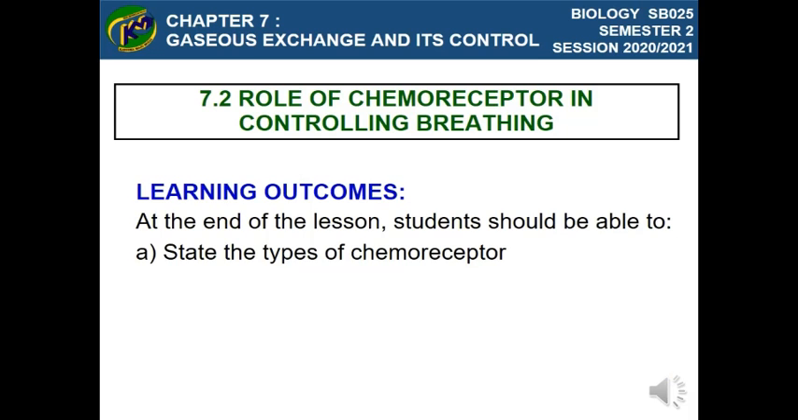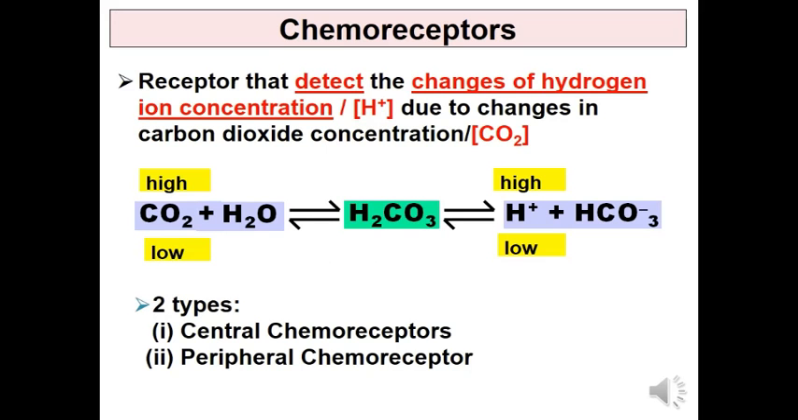7.2 Roles of chemoreceptor in controlling breathing. Our learning outcomes: at the end of the lesson, students should be able to state the types of chemoreceptor. What is a chemoreceptor? A chemoreceptor is a receptor that detects the changes of hydrogen ion concentration due to changes in carbon dioxide concentration.